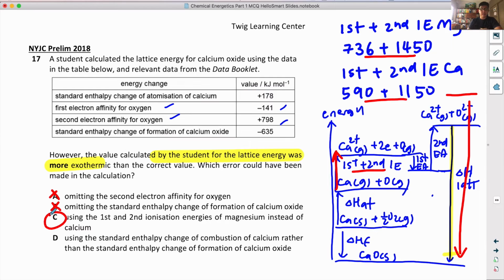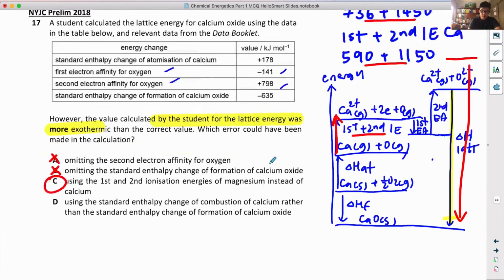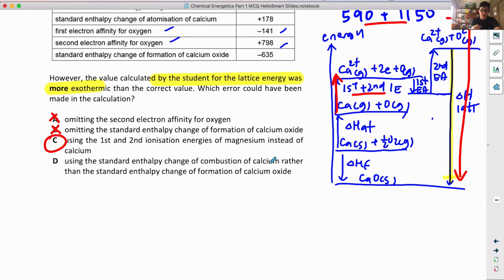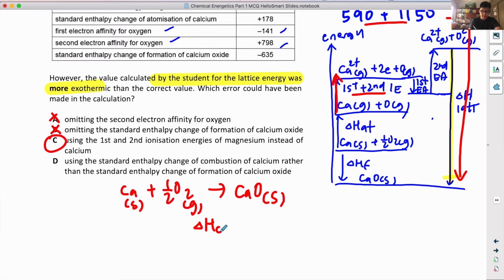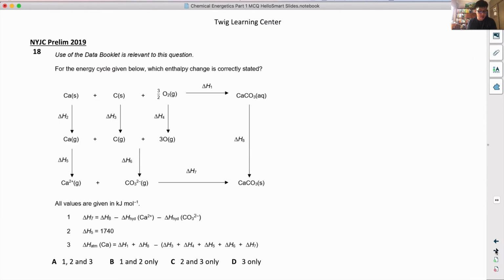Option D: using the standard enthalpy change of combustion of calcium rather than the enthalpy change of formation of calcium oxide. The truth is these two are actually the same thing. Combustion of calcium means calcium solid is burning in oxygen to form calcium oxide. This enthalpy of combustion of calcium is actually the same as formation of calcium oxide. They are the same equation, so this is definitely also wrong. So the answer is C. Let's look at the next question.